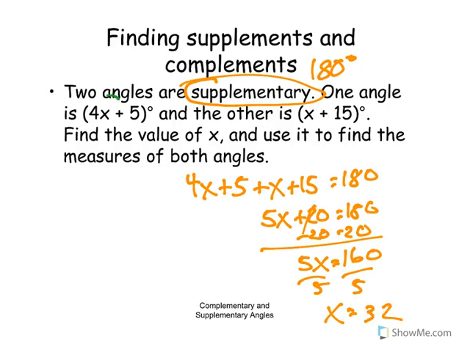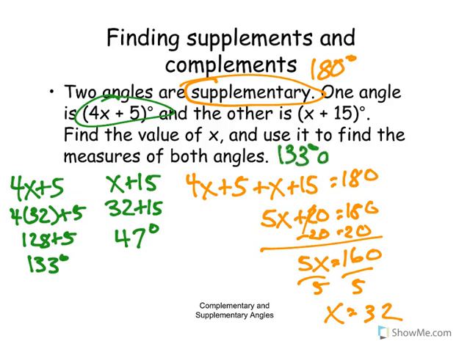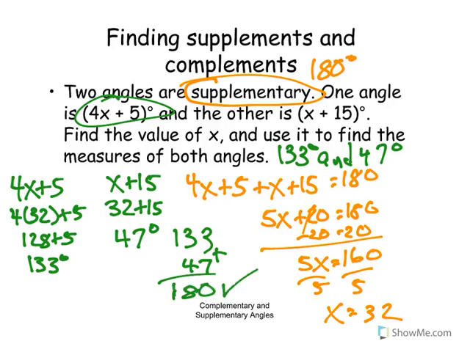So now let's see what else. Well, what's 4x plus 5? We've got 4 times 32 plus 5. 128 plus 5 is 133 degrees. And we've got x plus 15, which is 32 plus 15, which is 47 degrees, right? We think the answer is the angles are 133 degrees and 47 degrees. But of course, we're going to double check just to make sure. And when we add these up, we do in fact get our desired sum of 180 degrees.